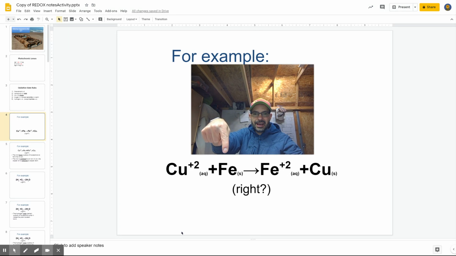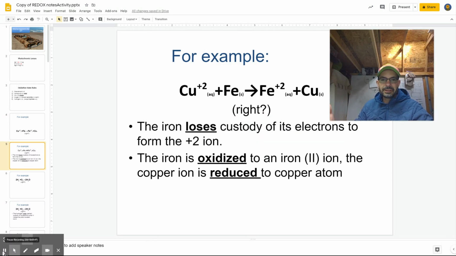So let's look at the iron here. We have iron, which is charge 0 because it's alone and there's no charge written on it. It's not an ion yet. It's going to end up losing 2 electrons to become +2. So its charge went up. So it was oxidized. So looking at this equation, you can see that the iron loses electrons. The iron is oxidized. The copper is reduced.